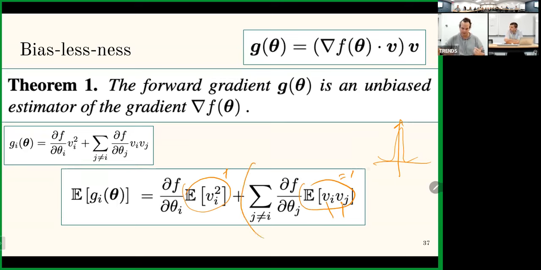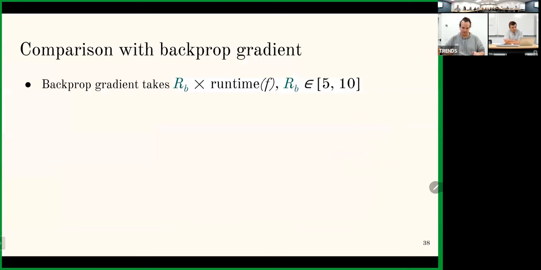And so in the end, this term goes to zero, this goes to one, and we are left only with a nice component of the true gradient. So on average, our forward gradient will give us a good estimation of the true gradient. Okay, that's established. How does it compare to the backpropagation gradient, which is usually used to update weights?